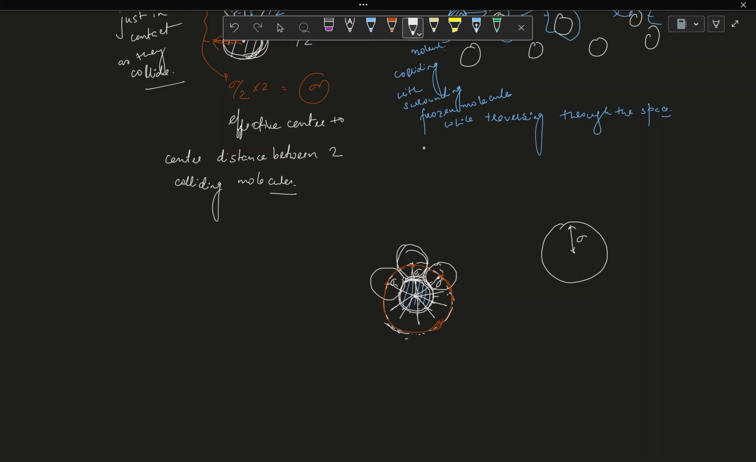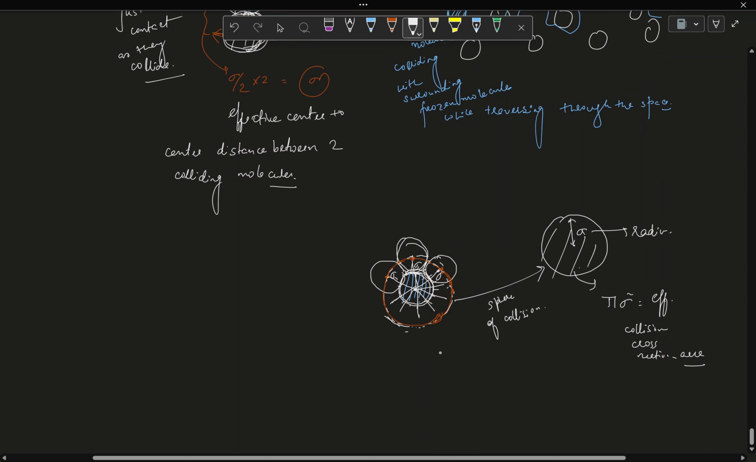This is not necessarily the real picture, but it gives an effective idea of the collision cross section. So this sphere is the sphere of collision, and this is the radius of the sphere of collision. The total area within this, pi sigma square, is the effective collision cross sectional area. Whatever molecule comes within this will collide with the center molecule, and therefore it is effectively taken as the collision cross section area.